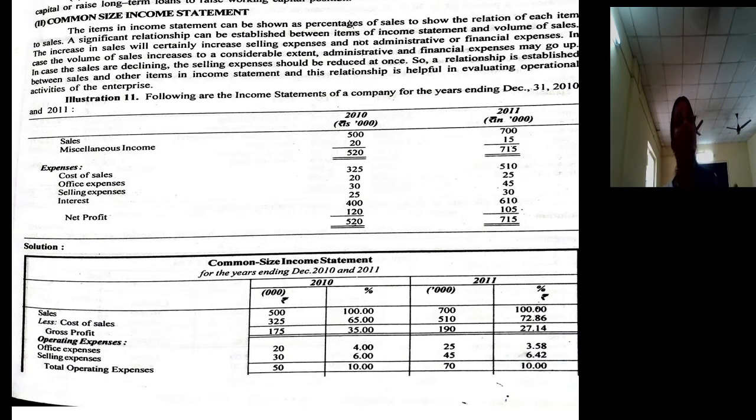In the sense, we are relating each and every item of income statement to sales, because sales is considered as 100. Try to understand. So, when we establish relationship between each and every item to sales, it is possible for us to interpret based on change that happened to that item in relation to sales. Try to understand. Change that happened to a particular item of income statement in relation to sales. So that is what this paragraph says.